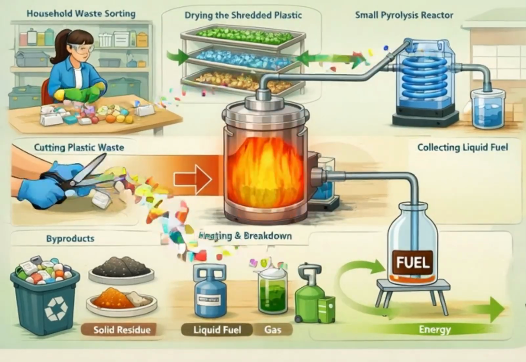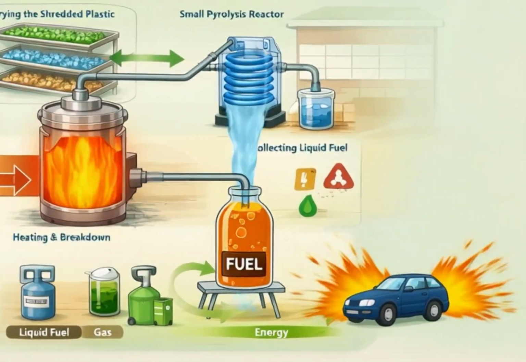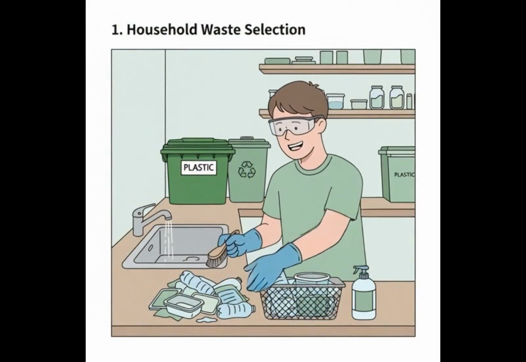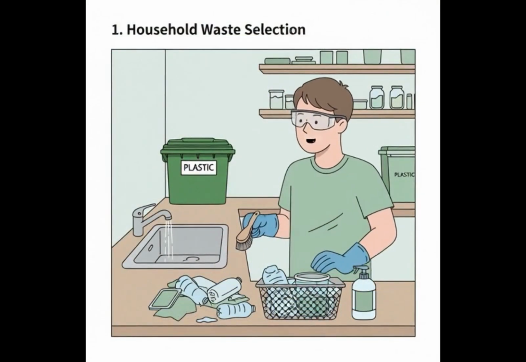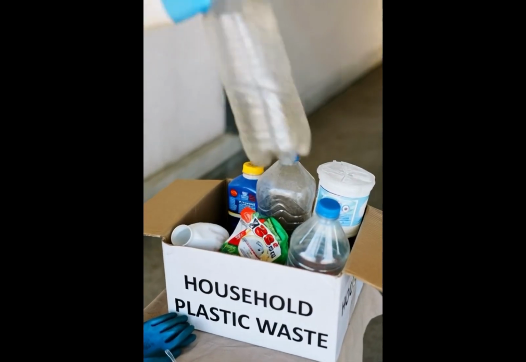1. Household waste selection. The process begins with selecting plastic household waste. Only suitable plastic materials are chosen, and safety gloves are used to show responsible handling in a home environment.